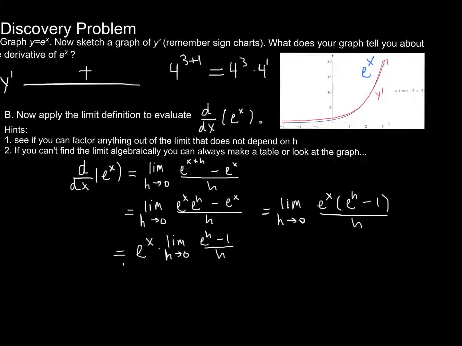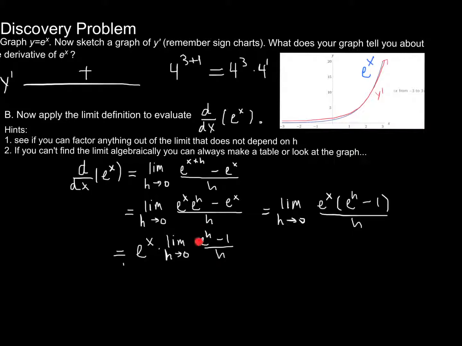So I could try algebraically manipulating here. I'd need to pull out an h value. But we haven't really learned, at least I can't recall, a way of pulling out an h if I have e to the h. So algebraic manipulation fails us. What is our next recourse? Let's make a table or look at a graph.